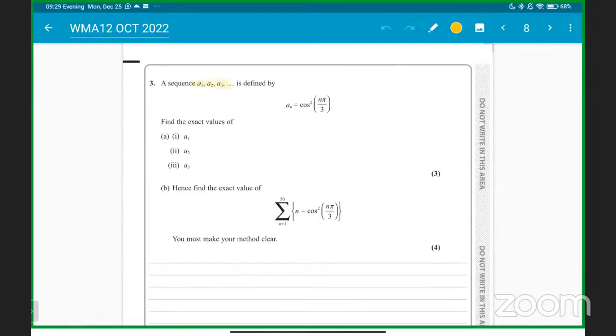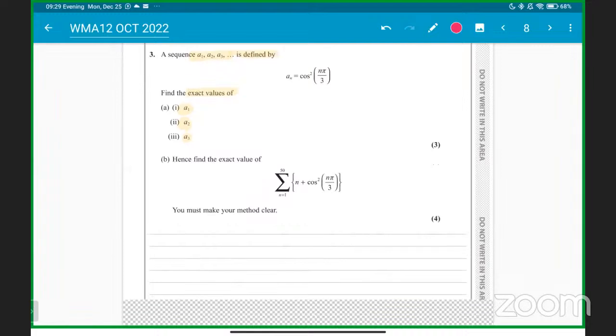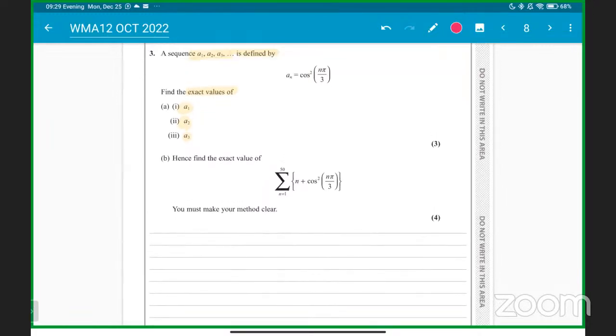Okay, so a sequence A1, A2, A3 is defined by this formula. The formula is given, the sequence is given. You just have to find the exact values of these. The problem is in part B, but the good thing is that even if you are not able to get it, you can still easily get 3 marks. We have nothing to do, just take the calculator and put in the value. The good thing about maths is they always try to give some free marks.